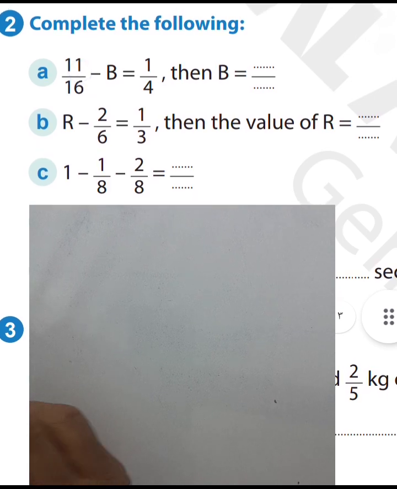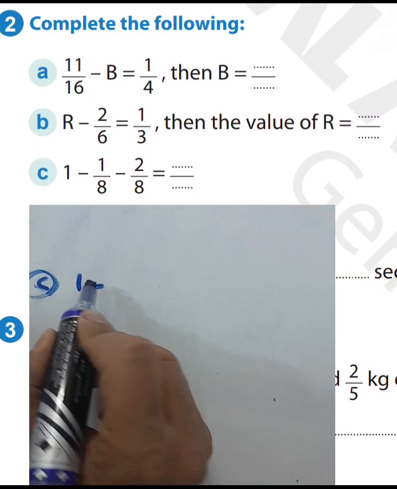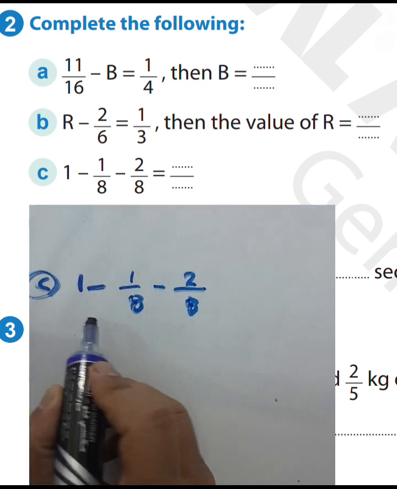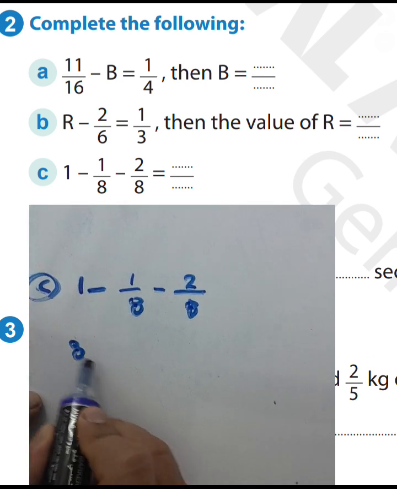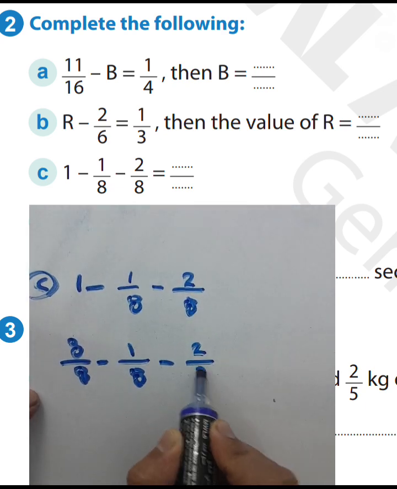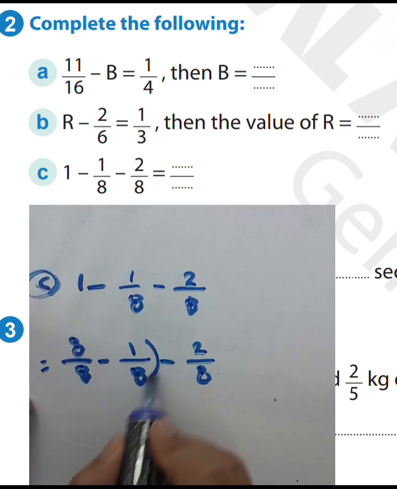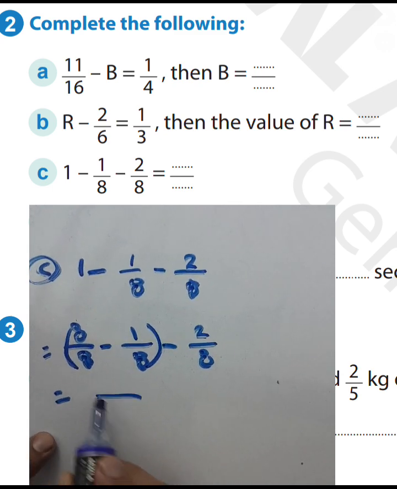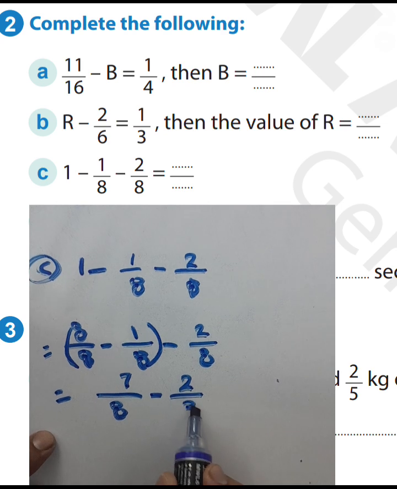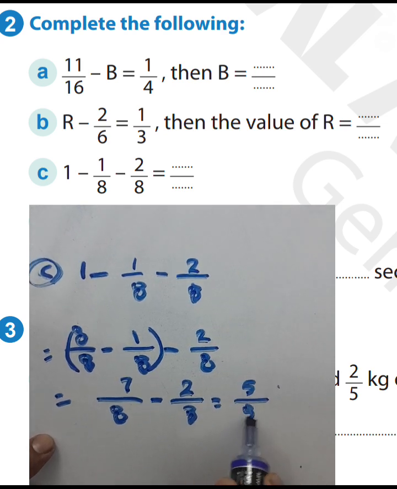Question letter C. 1 subtracted by 1/8 subtracted by 2/8. We must rewrite 1 as 8/8 subtracted by 1/8 subtracted by 2/8. And then you can find the difference between them. Write 8 in the denominator. 8 minus 1 equals 7. 7/8 subtracted by 2/8. The result will be 5/8.